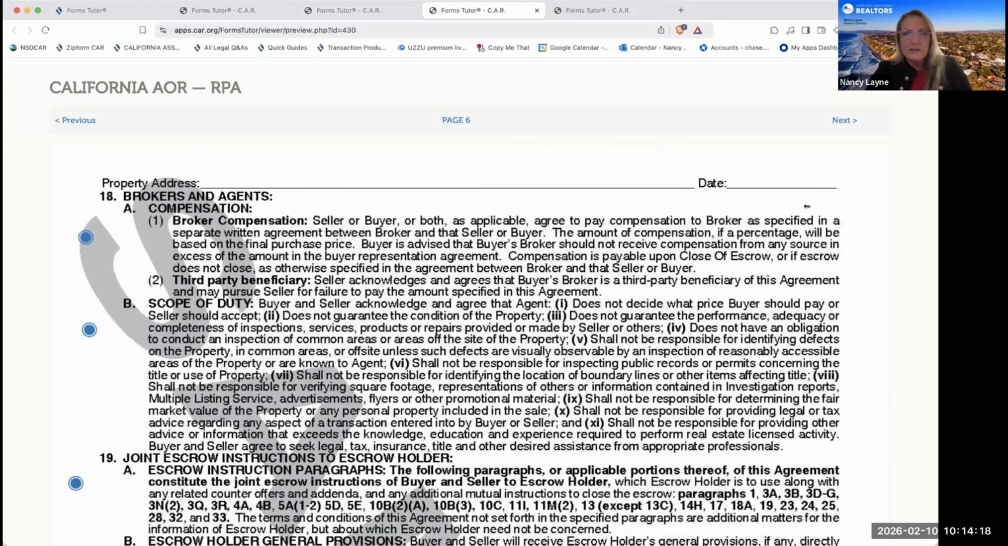18A, broker compensation: seller or buyer or both, as applicable, agree to pay compensation to broker as specified in a separate BRBC written agreement between broker and the seller or buyer. The amount of compensation, if a percentage, will be based on the final purchase price. Buyers advise that the buyer's broker should not receive compensation from any source in excess of the amount. And then I love this one. Third-party beneficiary: seller acknowledges and agrees that the buyer's broker is the third-party beneficiary of this agreement and may pursue seller for damages or failure to pay the amount specified in this agreement.